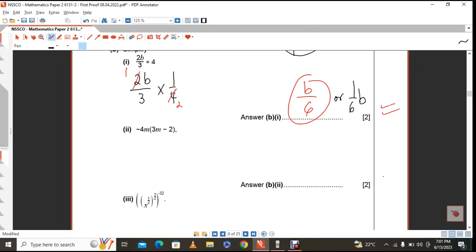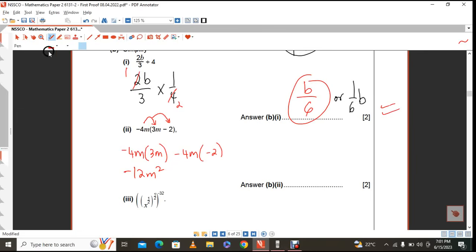Whenever you are doing part C, remember the instruction is still to simplify. So we're going to multiply everything that is outside with everything that is inside. So negative 4m is going to multiply with 3m, and negative 4m is going to multiply with negative 2. Now, here's the kicker. The first part, no problem. This is negative 12m squared.